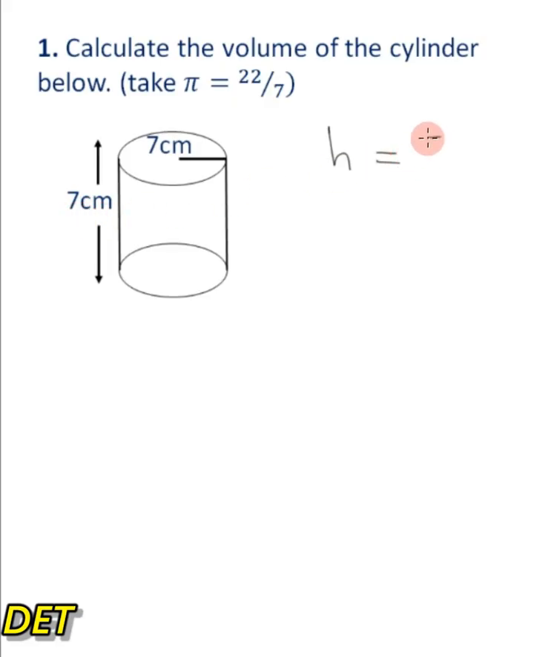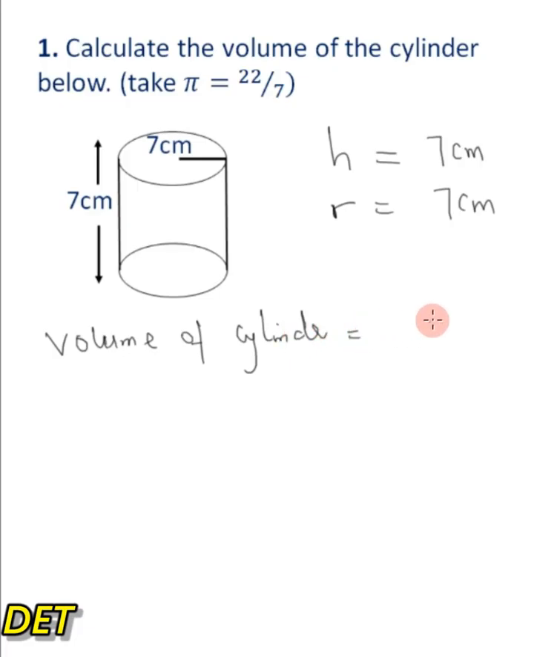So height is equal to 7 centimeters. And the radius, which is well spelled out here, the radius is equal to what? 7 centimeters. Alright, so the formula for volume of a cylinder is pi r squared h. This is the formula for the volume of a cylinder.